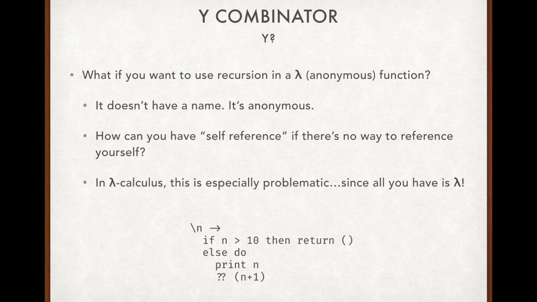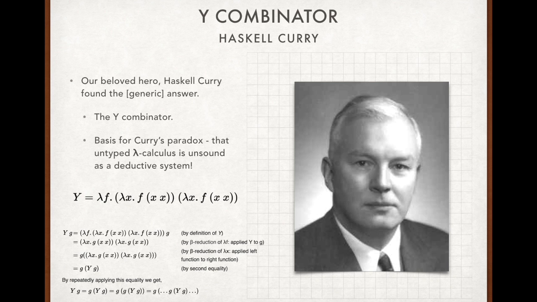So in our original example, if you just have a lambda and you're trying to call yourself, how do you do that? Our hero, Haskell Curry, was, as far as I could tell, the first one who came up with this idea of a Y combinator. And the Y combinator is essentially a general solution for doing recursion in lambda calculus. Is this the derivation that you're talking about? No, this is the use. This is not the derivation. Oh, that's just using it? This is using it. We'll talk about that in a second. Well, I want to see the derivation.